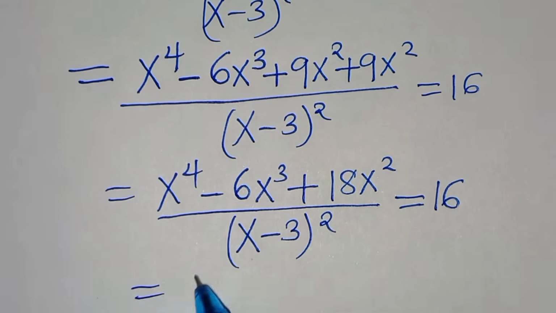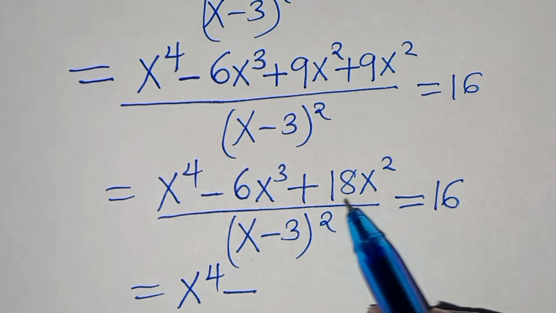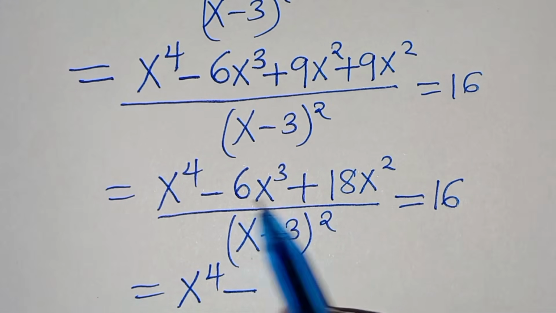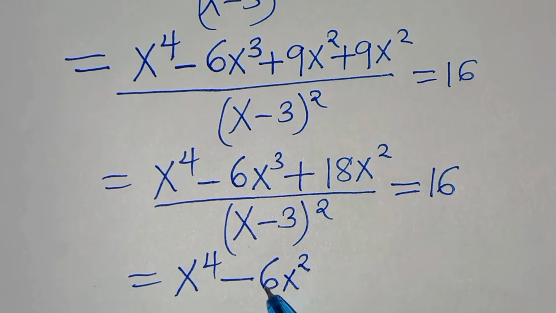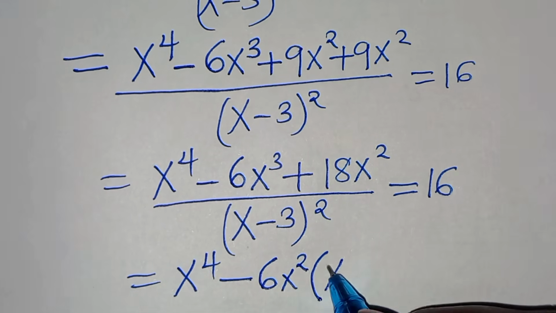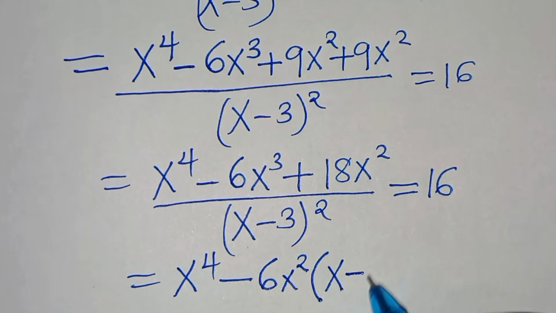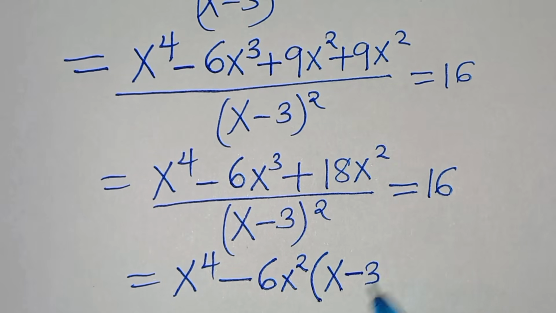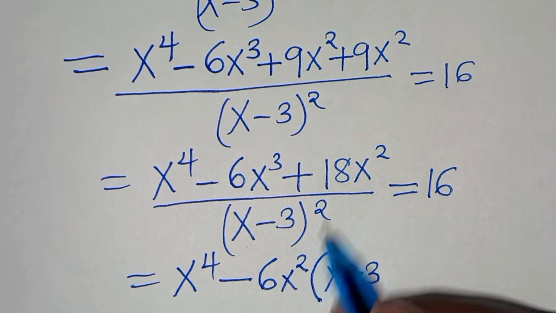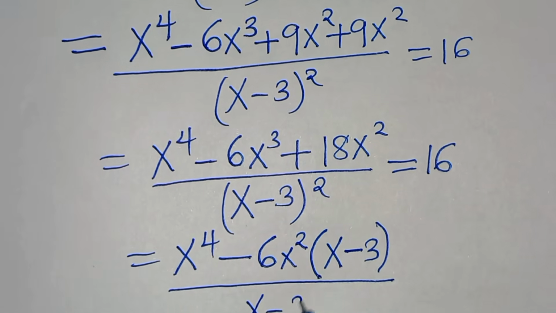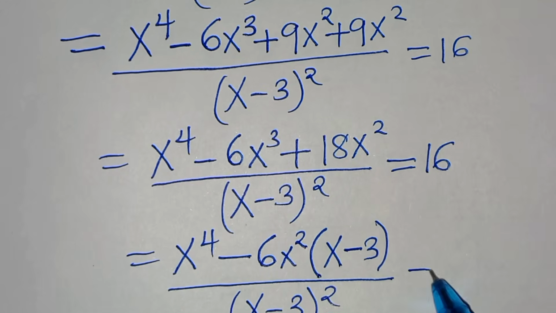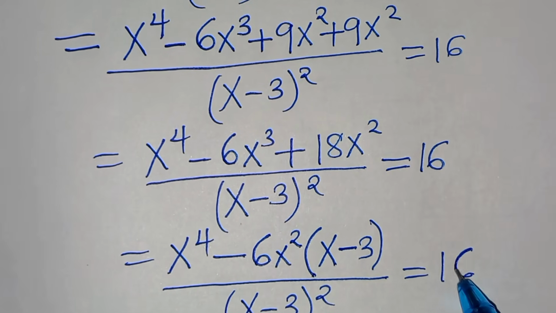Now, this is x to the power of 4 minus 6x to the power of 3 plus 18x to the power of 2. So we have that 6x to the power of 2 is common here. So we can factor out 6x to the power of 2 into the parentheses. We have x minus 3, because 6x squared multiplied by minus 3. This becomes 18x squared divided by x minus 3 raised to the power of 2. This is equal to 16.